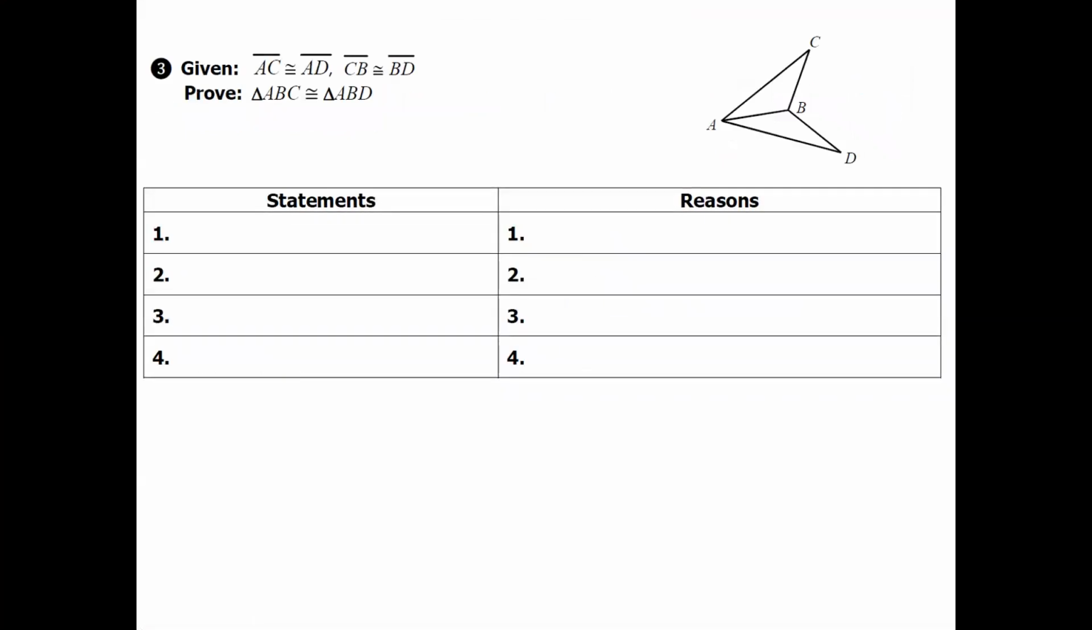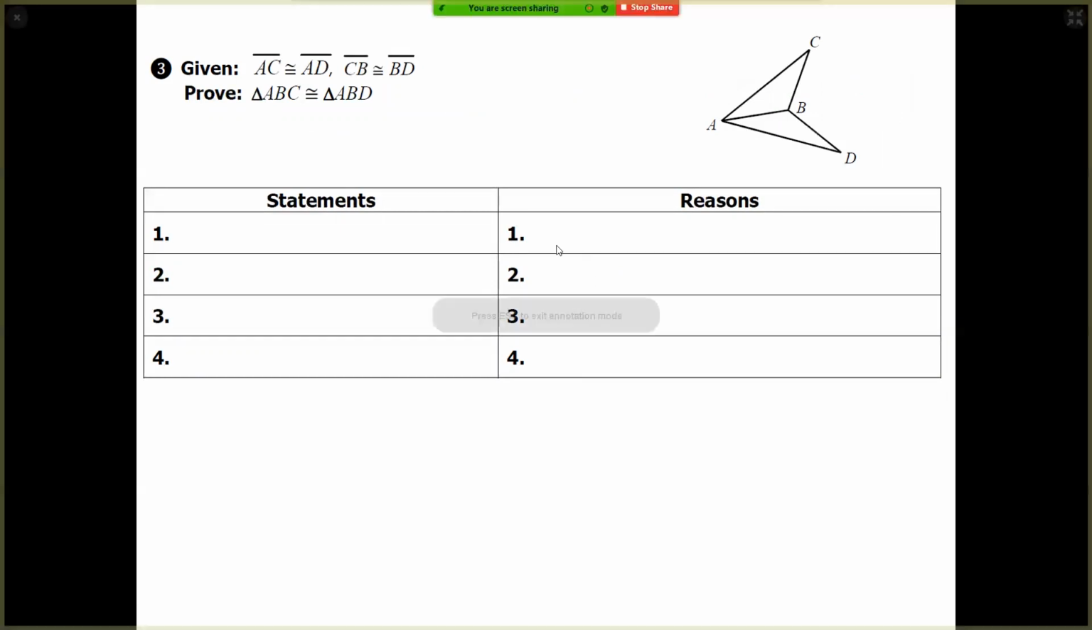Example number 3, we were given some information. Again, that always goes on the left side. So first thing we were given is AC is congruent to AD. That's given. I'm going to go ahead and mark that on my diagram. So if AC is congruent to AD, put my congruency marks. Then I have that CB is congruent to BD. And again, I'm going to mark that on my diagram. So that takes care of the information I was given.